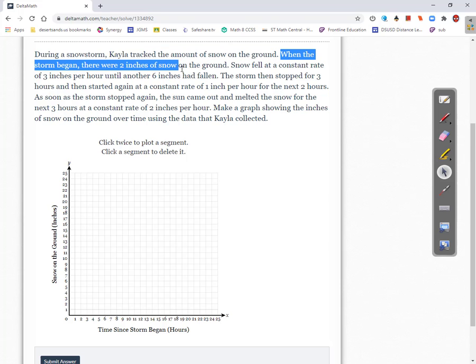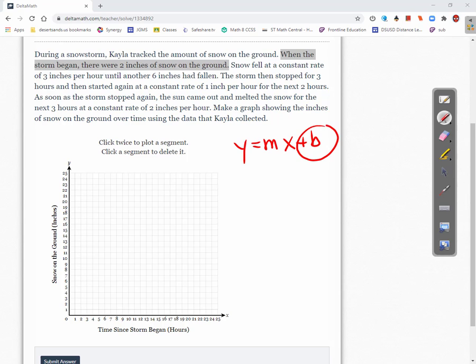When the storm began, there was 2 inches of snow on the ground. So that, boys and girls, when they tell us what it began, that is actually like our b value. Remember when we were talking about y equals mx plus b? And here, I'll write that out for you really quick. Y equals mx plus b. We talked about how the b value is going to represent the dot on the y-axis here, and it's where we begin. So because it says when the storm began, they're giving you a hint. They're saying, well, this is going to be on your y-axis, and there's 2 inches. Well, if it's 2 inches, we simply go from 0 up to 2, and now we've got our line here.